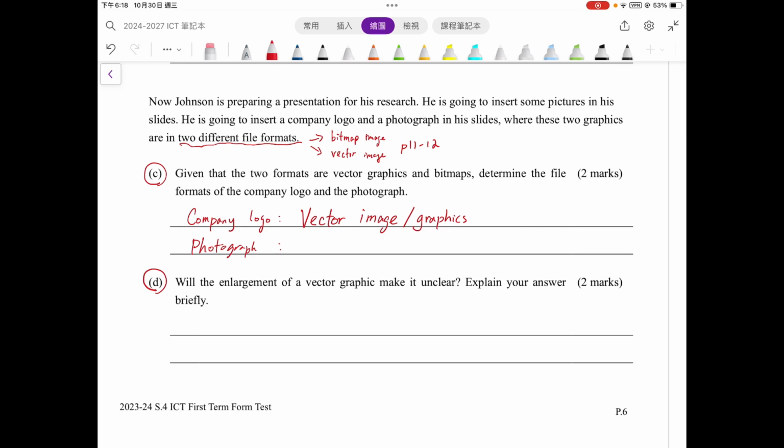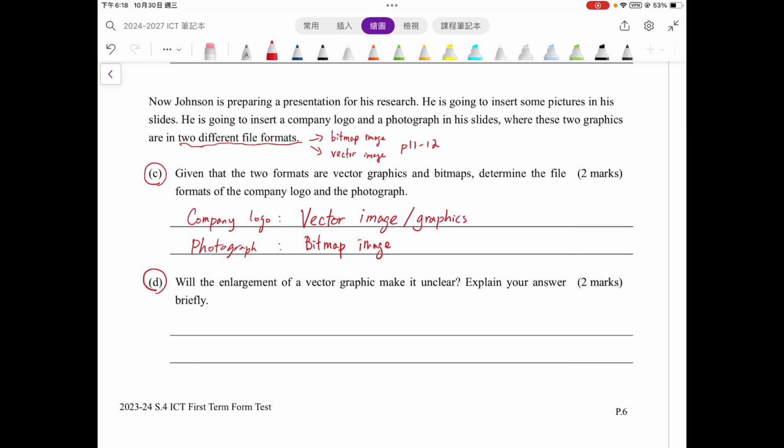We still use the bitmap, because for the vector image, if you go back to your book page 11 to 12, you will see that for the vector, they are showing the image by using simple lines, curves, circles, polygons, and so on. So vector images can only present some very basic shapes of things.